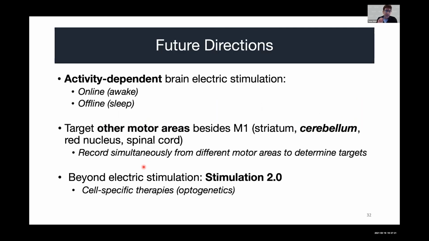So some of the other directions which are being pursued in my lab are to implement this activity-dependent brain electrical stimulation, both in the awake state, which I already presented to you, but also during the sleep state. I'm not going into the details of that, but there is a lot of sleep-related reactivation of awake activity also. So if you're learning a new sport or a new musical instrument or any kind of new motor skill, sleep has a huge role to play.